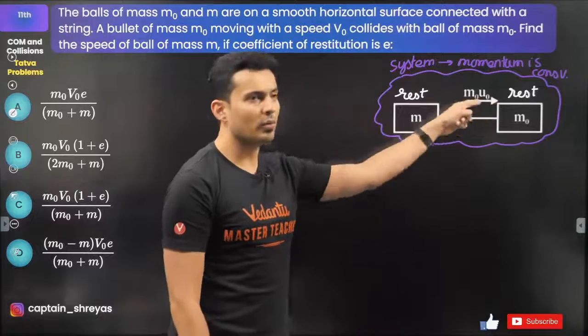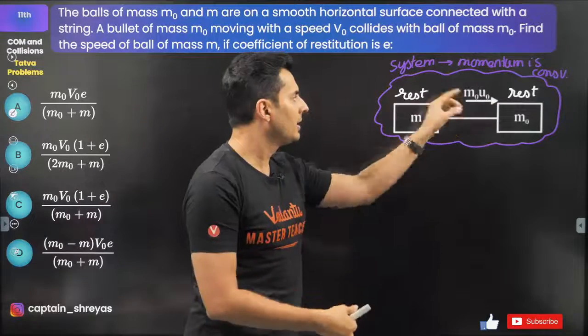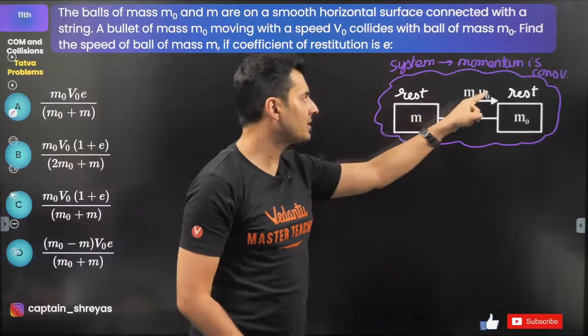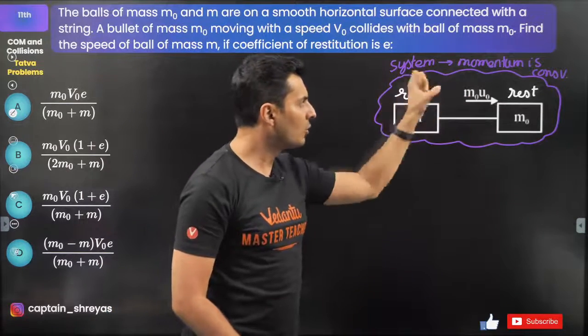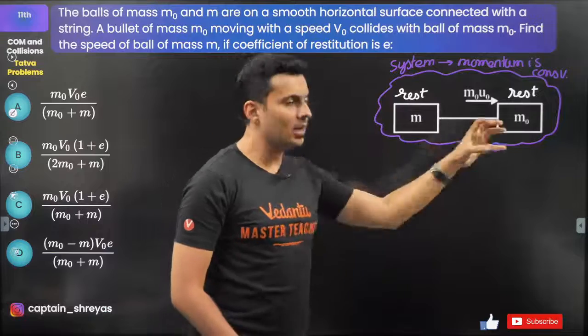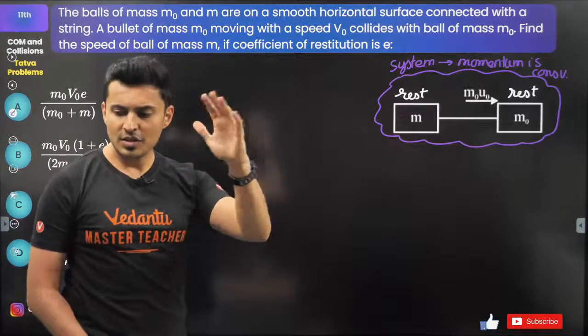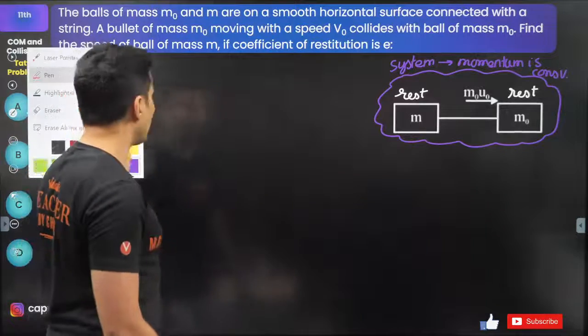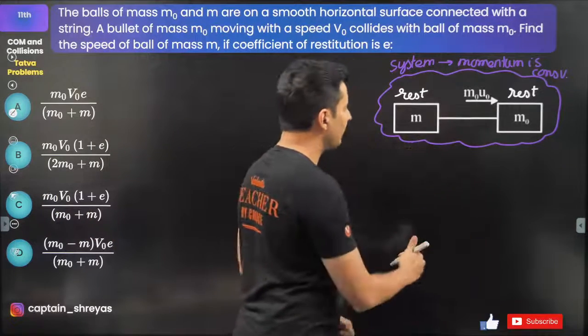Because this force of collision, this collision is internal. There is nothing which is coming from outside the system. If the string together is my system, the total momentum must be conserved. See if you guys understand it. Great. Now the next part of the problem will be, what will happen afterwards?